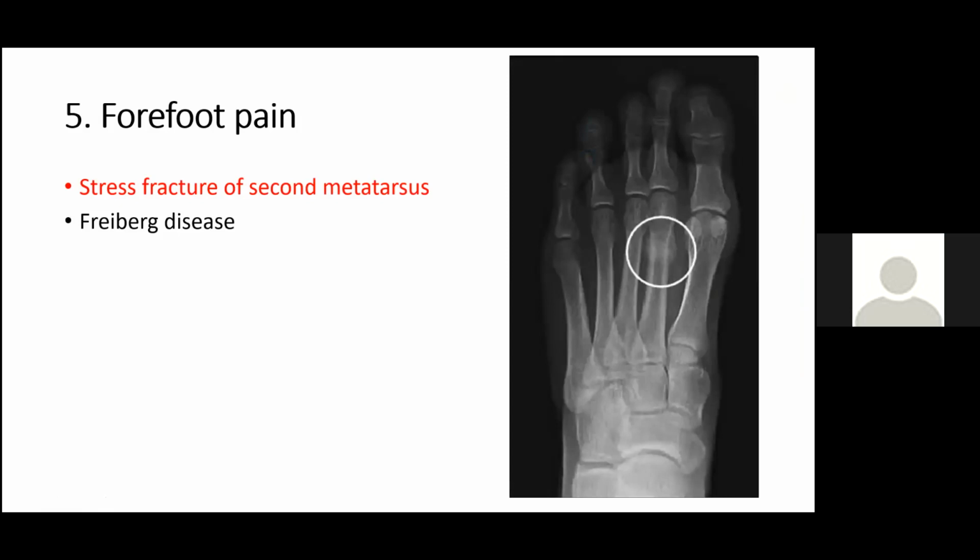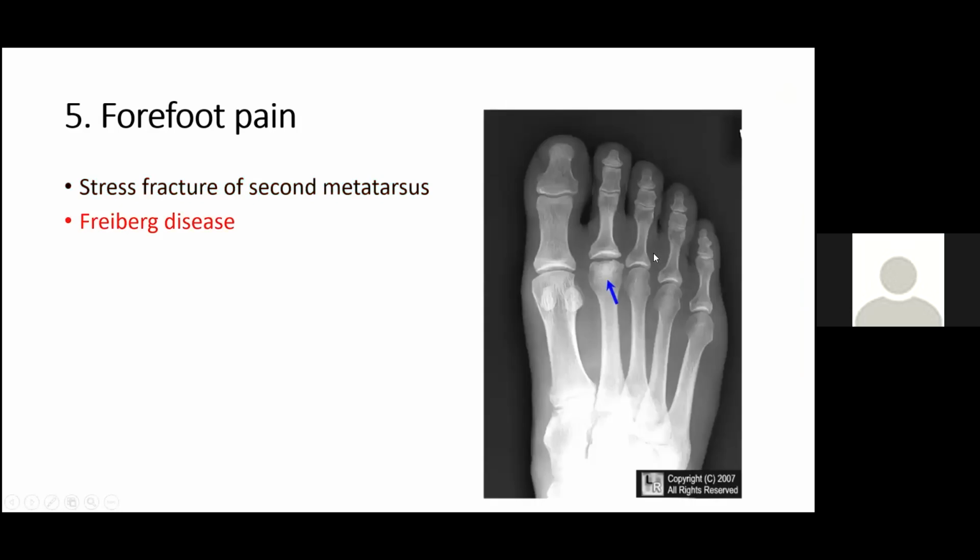Stress fracture of the second metatarsal, there will be tenderness over the metatarsals, and if you go for X-ray, you will see this excess callus formation or sclerosis. If you don't see this, the other differential diagnosis is Freiberg disease.